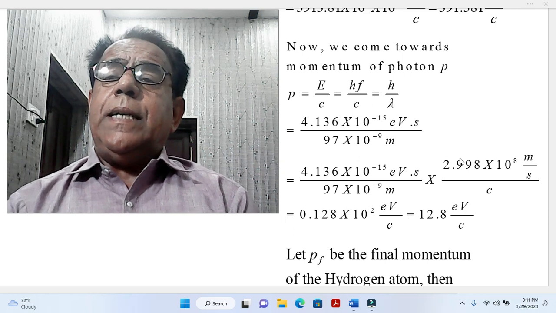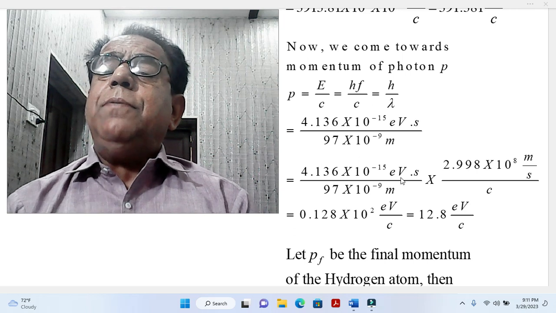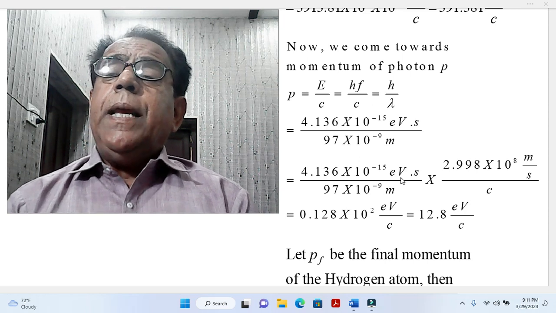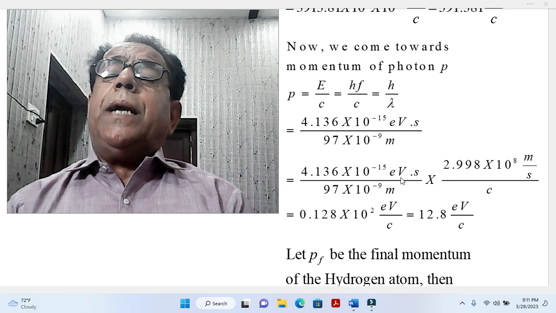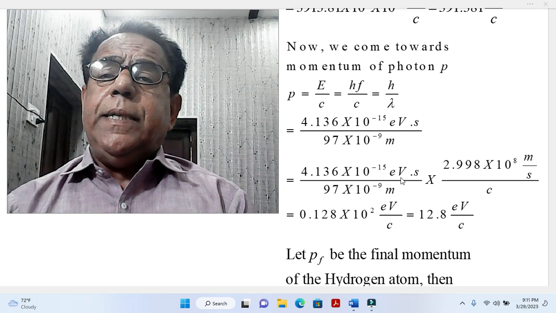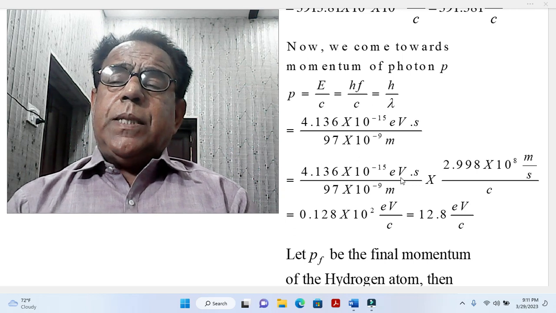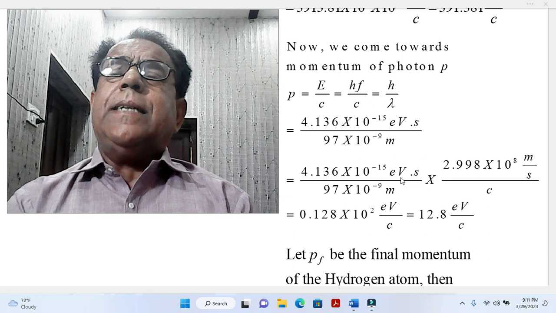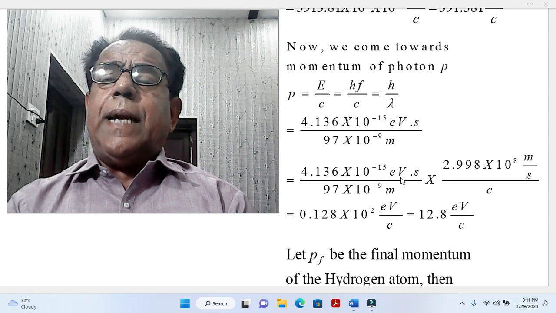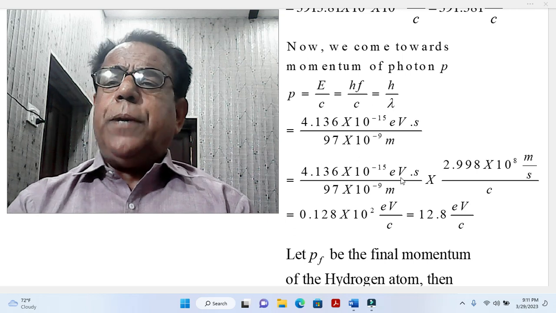Now we come towards the momentum of the photon. Previously we were dealing with the momentum of the hydrogen atom. Now we are dealing with the momentum of the photon, and we have introduced a tool in which the momentum of the photon is properly defined, in which, with circular arrowheads, it is also described that this quantity is called this and this is called this.